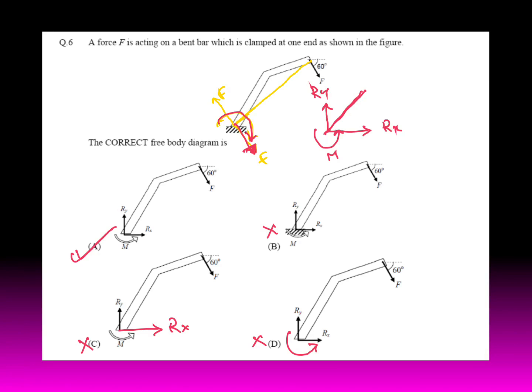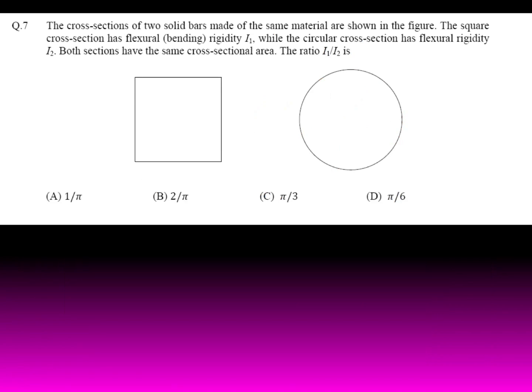the correct answer. The cross sections of two solid bars made of the same material are as shown in the figure. The square cross section has flexural bending rigidity I1, while the circular cross section has flexural rigidity I2. Both sections have the same cross sectional area. The ratio of I1 by I2 is how much?